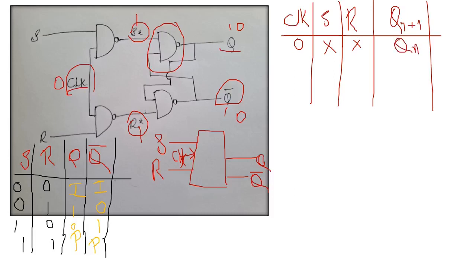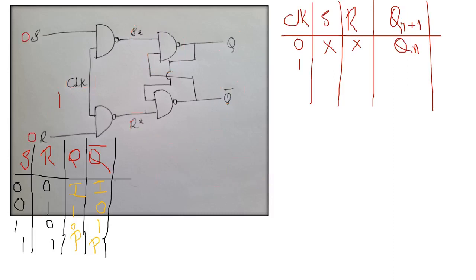Then we shall move on to the next combination. When clock value is 1, from the SR latch, we can note that we will have two possibilities of outcome. It can be either 0 or it can be 1. So we shall consider S and R. We shall give input to S as 0, and for R also we shall give it as 0.